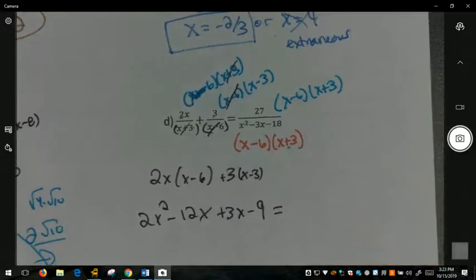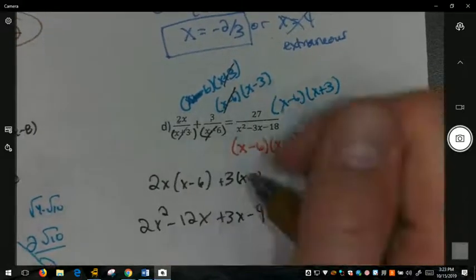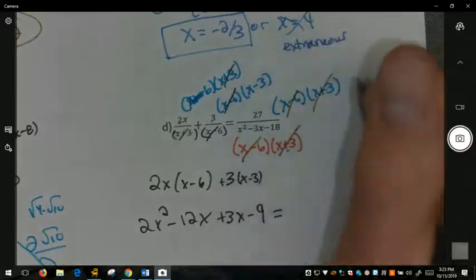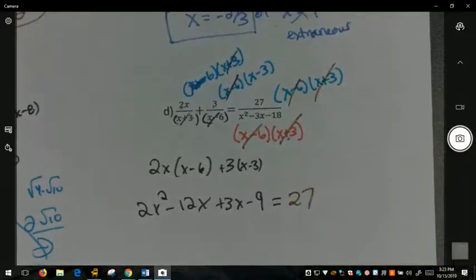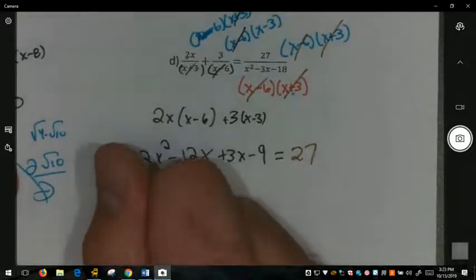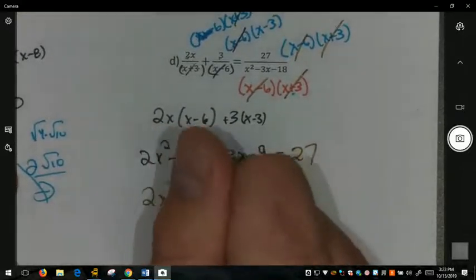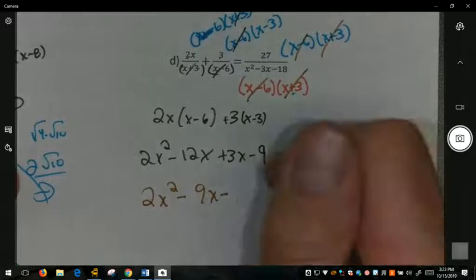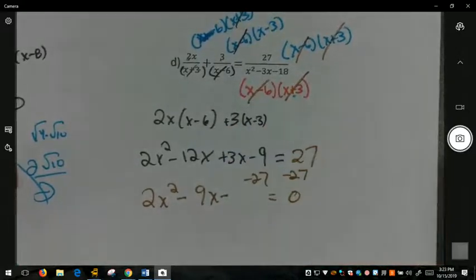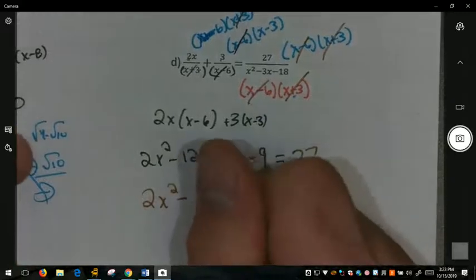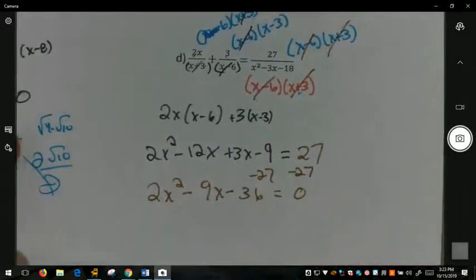On the other side of the equal sign, we have both the factors of x minus 6 and x plus 3 canceling, leaving us with just 27. When we combine like terms on the left side, it gives us 2x squared minus 9x minus 9, but I'm going to take 27 away from both sides to get it equal to 0. Negative 9 minus 27 is negative 36.